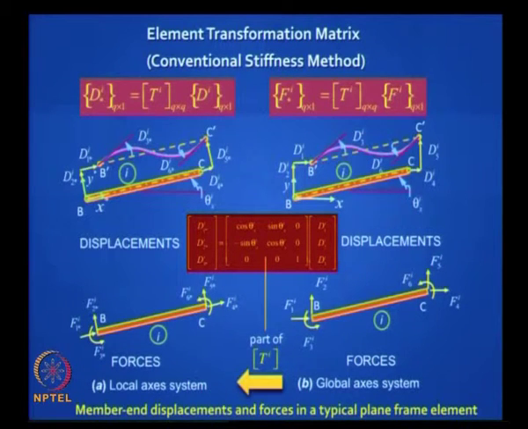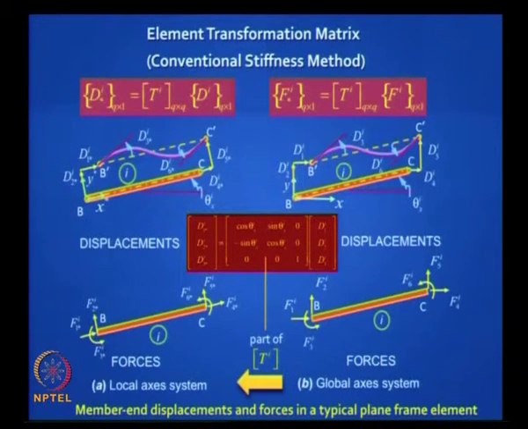Now take a look at these relationships. This is exactly the relationship we wrote there. This is the fundamental transformation matrix used in the conventional stiffness method. It is very easy to remember. You have a cosine and you have a sine. Everything is positive except the second element for obvious reasons. So you have cos theta and minus sine theta.